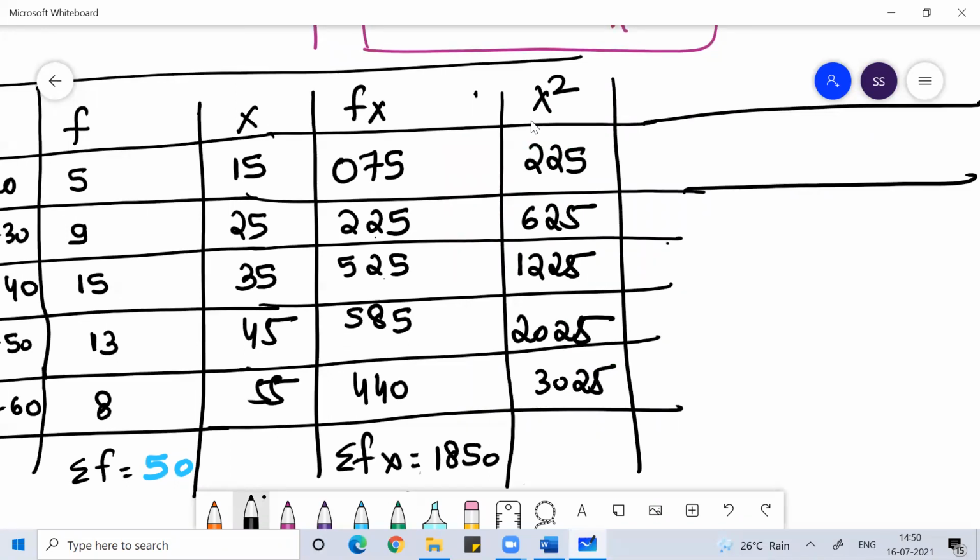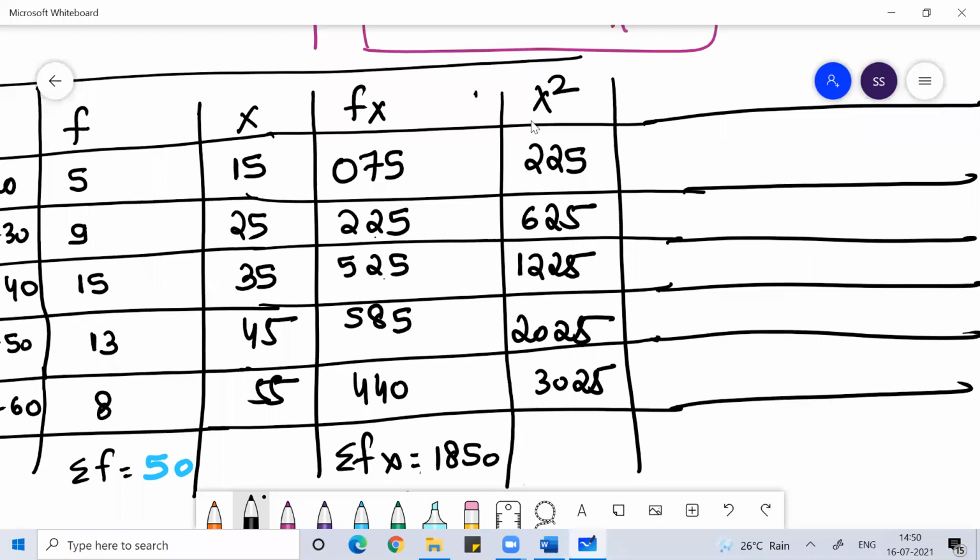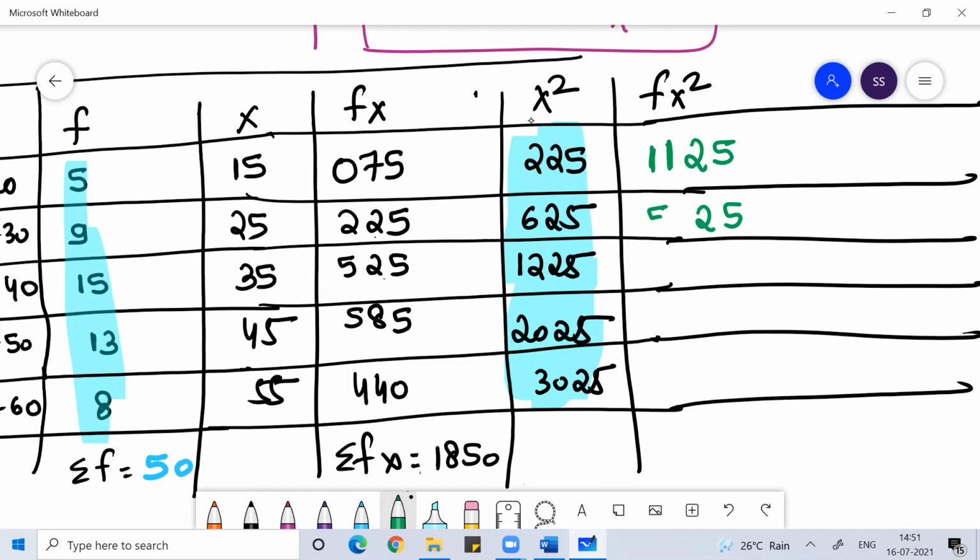Once you get the x square value, guys, you can multiply f into x square. So 225 fives are 5 fives are 25, 2 carry, 10, 12, 1 carry, 10, 11, 1125. Then 9 into 625: 9 fives are 45, 4 carry, 9 twos are 18 plus 4, 22. Then 2 carry, 54 plus 2, 56.